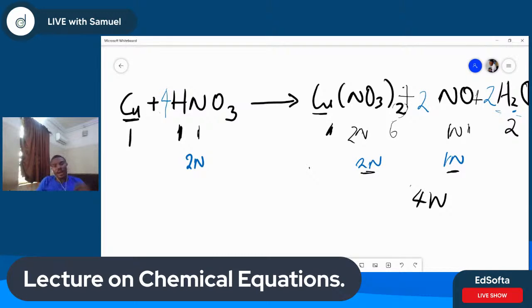So we are now on the oxygen. So how many oxygens do we have here? This is 4 times 3, 12 oxygens, 12 O. Here we have 6 O and 2 O. So we have 8 in general.